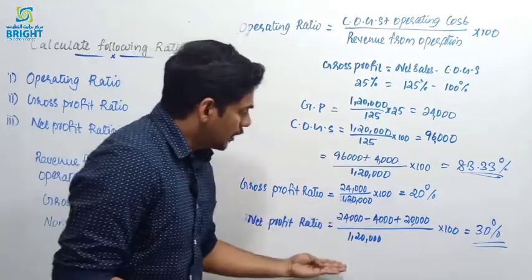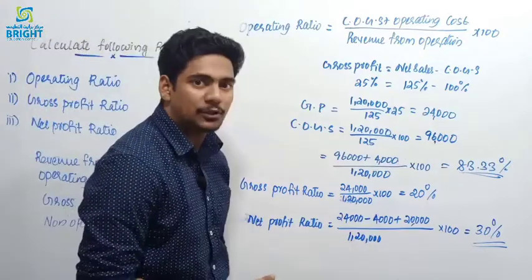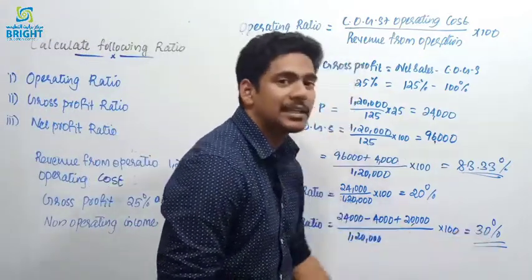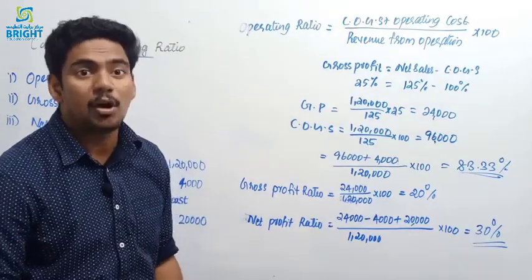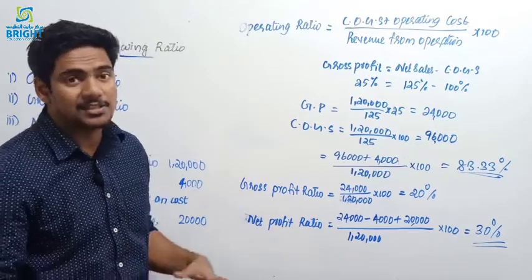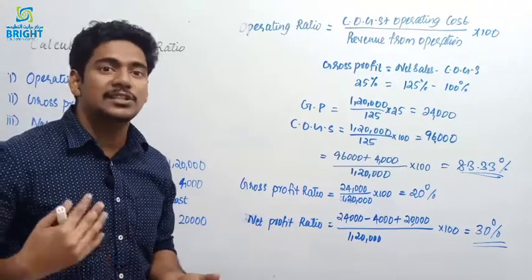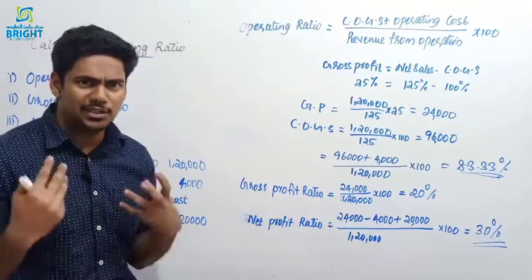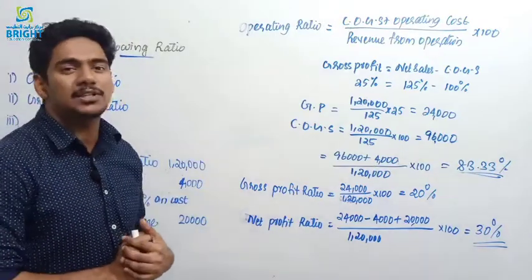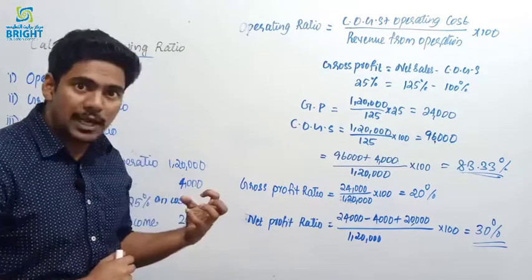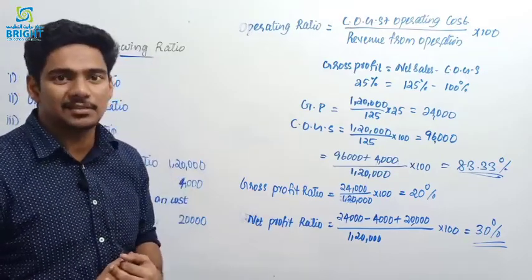Then you divide by the revenue from operations, which is directly given in the question, 1,20,000. When you do this, you get 30%, which means your net profit is 30% of your sales. If the net profit percentage is increasing, it's good. It shows the overall efficiency of the firm. This is just an example. We will do more examples in our online session. So keep the formula, write the formula, understand the formula and understand its significance as well.